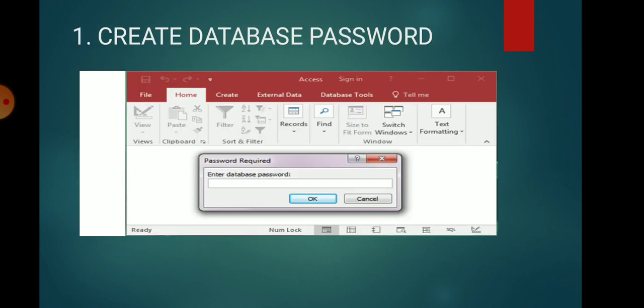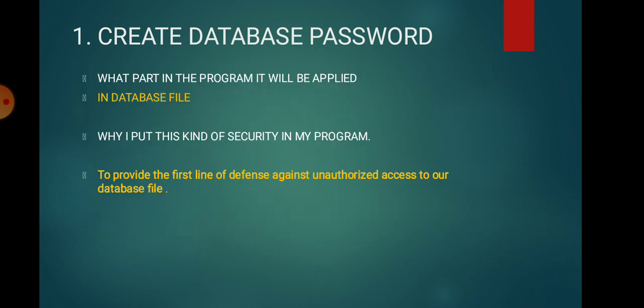So first is creating a database password. This is the example of an MS Access database that has a password. So it is required to enter a password for authentication. What part in the program will it be applied? Of course, in the database file. Why do I put this kind of security in my program? To provide the first line of defense against unauthorized access to our database file.